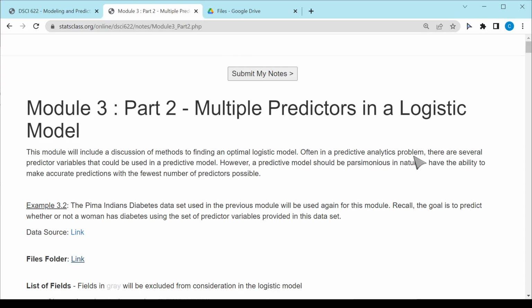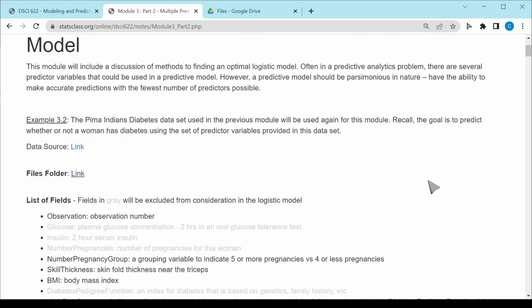So in the previous module, we considered a simple logistic model where we had only a single predictor variable. In this module, we are going to consider several potential predictor variables. The example that we're going to use here is, again, the Pima Indians diabetes data set. We used this in the previous module.